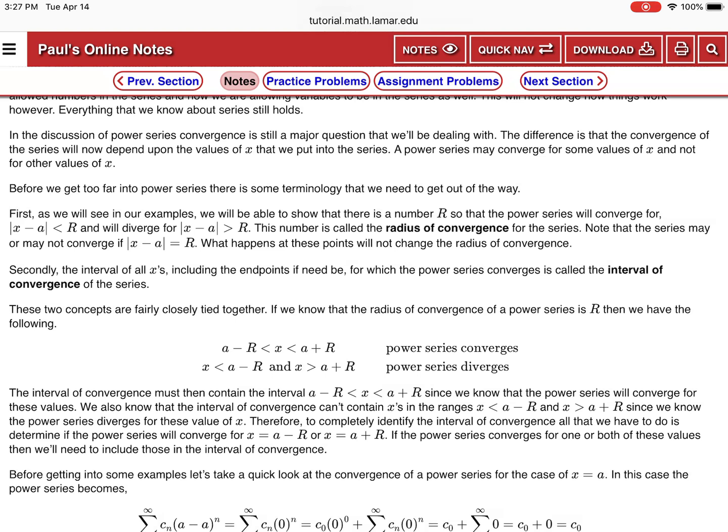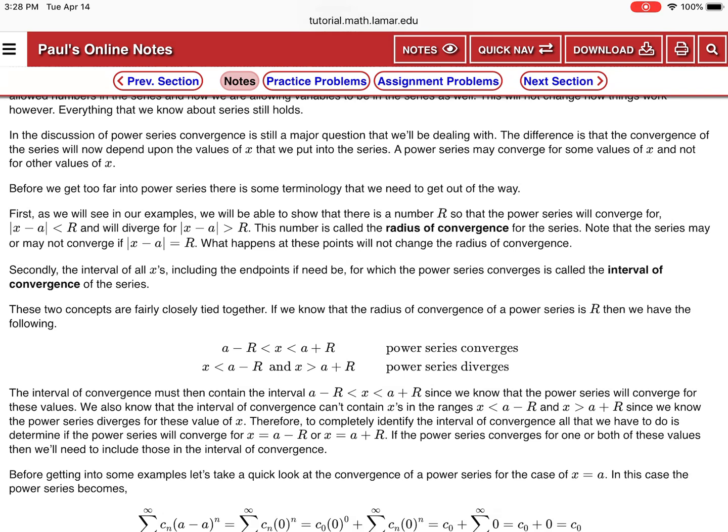And to help us find what's called the interval of convergence, we use the ratio test, and we know that the absolute value of x minus a is less than R. That's part of the ratio test, and that indicates convergence. If R is 1, so if we had the absolute value of x minus a is less than 1, then that would be the interval where our series converges.